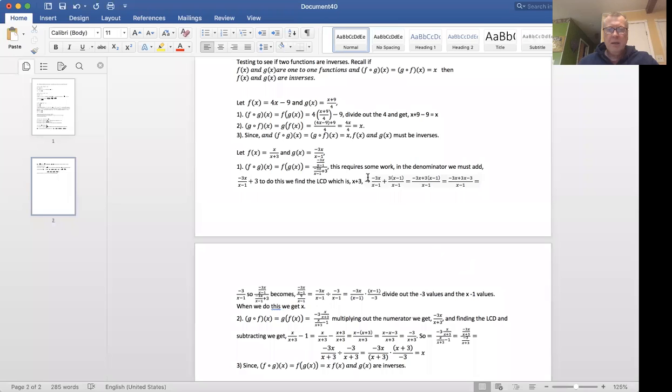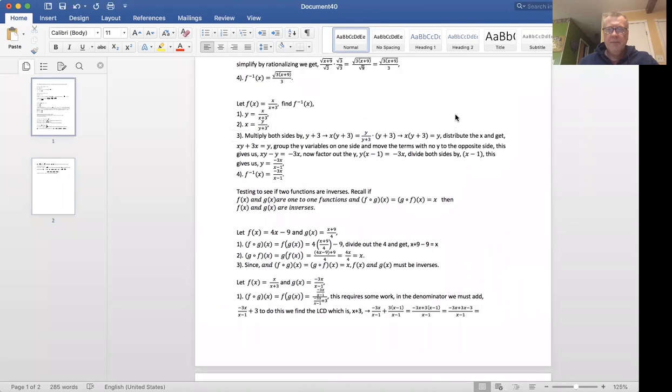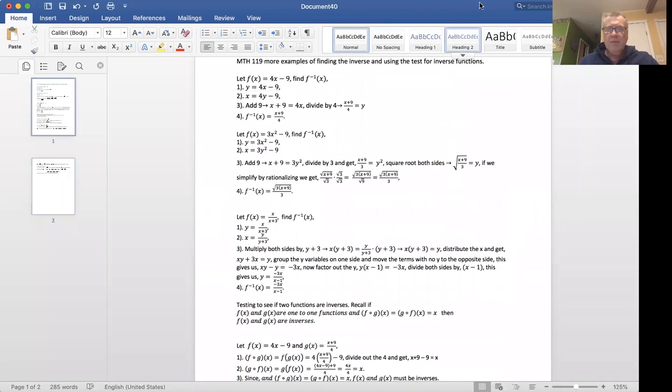Here are some examples of inverse functions and finding the inverse. So let's take a look at finding the inverse first. So we have f of x equals 4x minus 9. We're going to find f inverse of x.